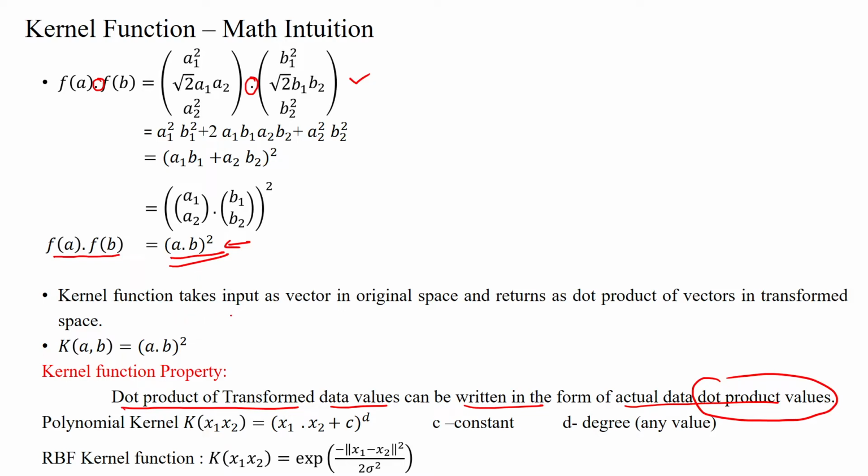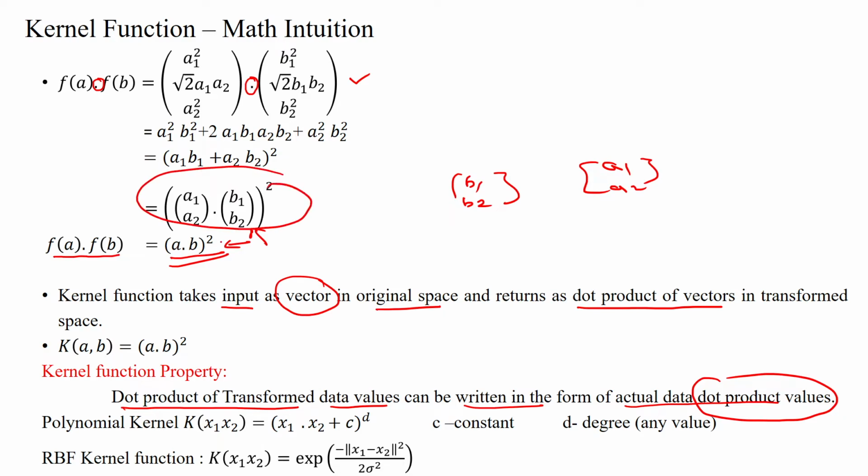Here the kernel function takes input as a vector. So this is the vector b1, b2, and a1, a2 is another vector. It considers the input as vectors in the original space, and the result is also a dot product of vectors. This result, the dot product of vectors, will be given in the transformed space. So that's what is written here.